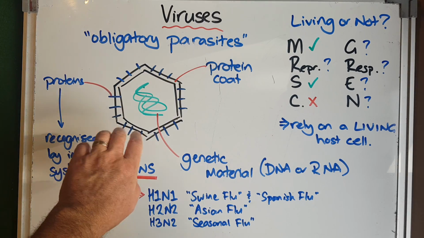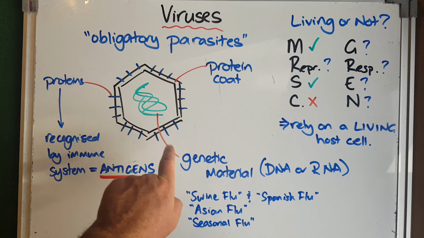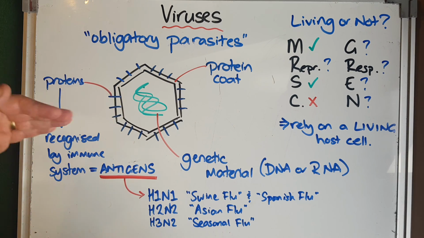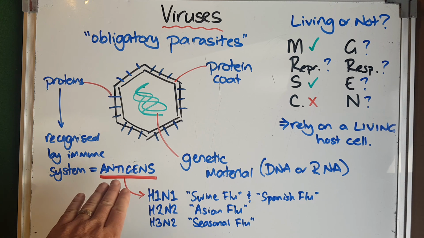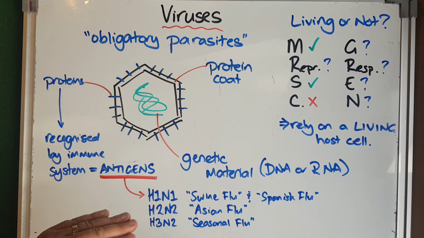Their structure is really simple, made up of a protein coat and genetic material. The protein coat has got proteins in it that our immune system can recognize called antigens. Different antigens are how we classify different viruses of the same type. For example, different types of influenza or flu.